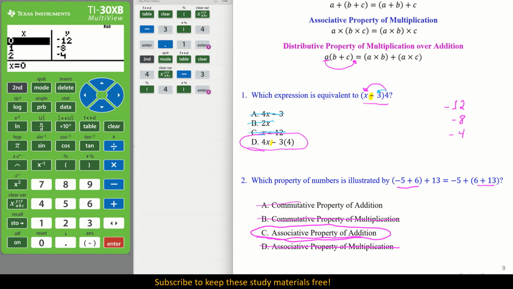Now notice, if we were given a question where we had to check the calculations, like if it was embedded in words, we would use our calculator. This is just a situation of, do you know what you're doing? Do you know your properties? Have you been studying? All right, let's go on to number 3.